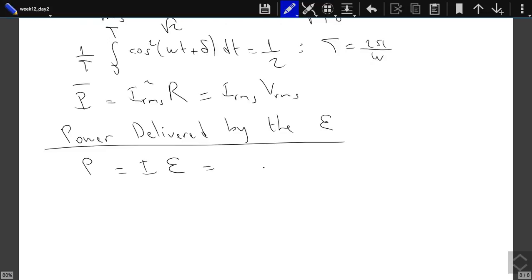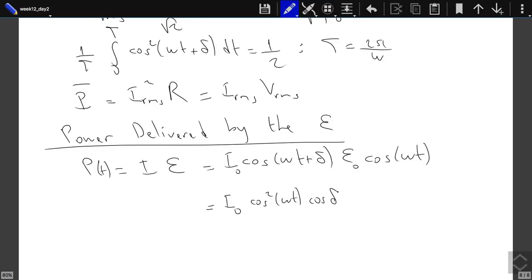We can just say, let's say, the current is I0 cosine of omega t plus delta, and the EMF source will be epsilon 0 times cosine omega t. So this is the instantaneous power. Or this will be I0 epsilon 0 times cosine squared omega t times cosine delta minus I0 epsilon 0 cosine omega t sine omega t sine delta.